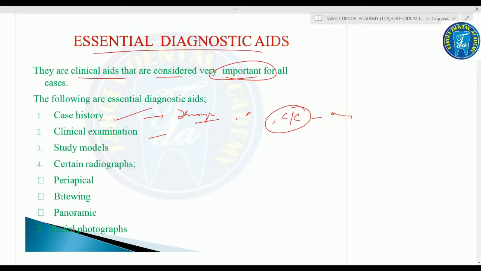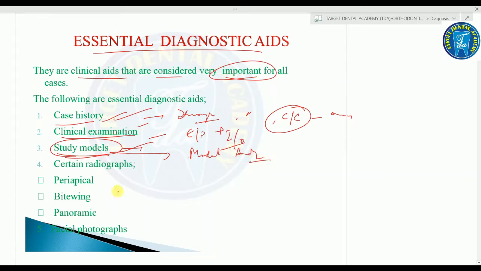Right, next is the clinical examination. It should be extraoral and it should be intraoral. Next are the study models. When the ortho patient comes into your clinic, after taking the detailed case history and the intraoral and extraoral clinical examination, you have to take the impression and pour the cast, and these are your study models, which are helpful for your model analysis. Fine. Certain radiographs if necessary, like the periapical radiograph, the bitewing radiograph, and the panoramic is a must.